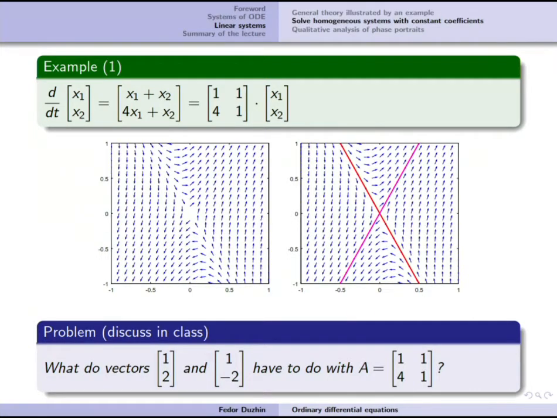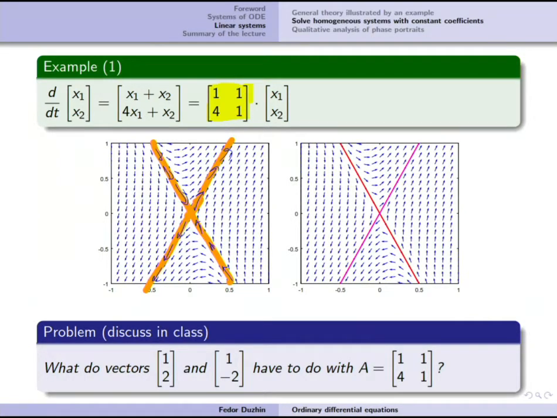So here the matrix of the coefficients is 1, 1, 4, 1. And then if you plot the direction field, notice some funny thing, that there are two lines. So there is this line and there is this line. Along these two lines, all the arrows from the direction field are parallel to the line. So they just go along this line, right? In terms of the differential equation, it means that there are some solutions that just go along these lines.